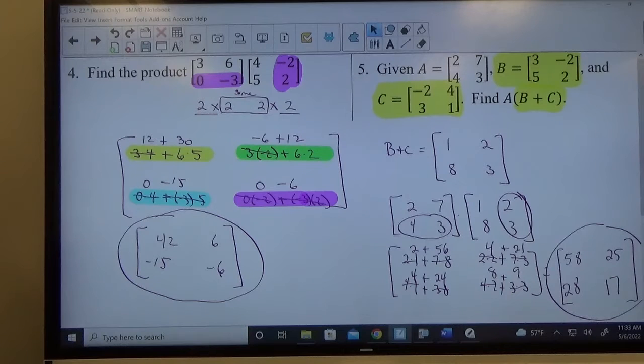Okay. Any concerns on matrix multiplication? We're all comfortable with that?